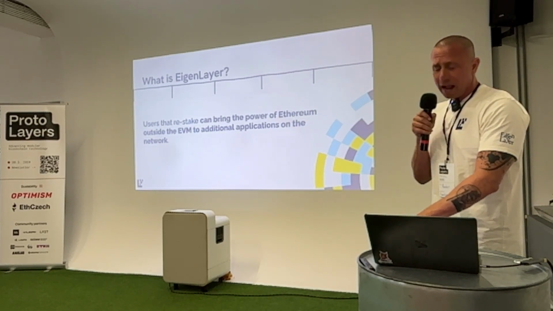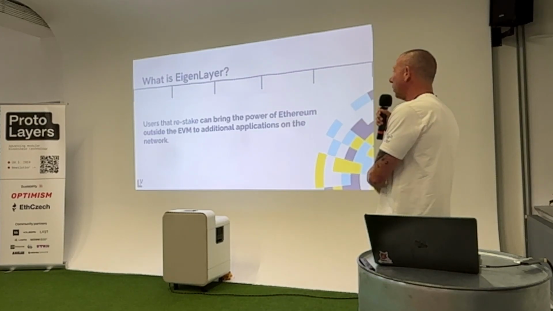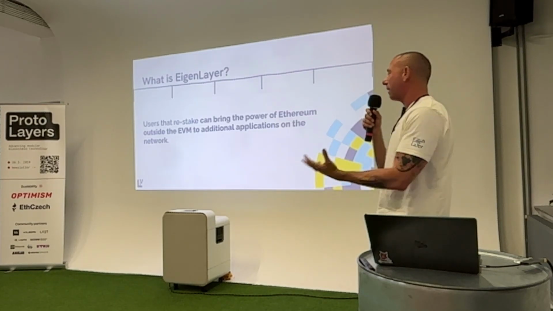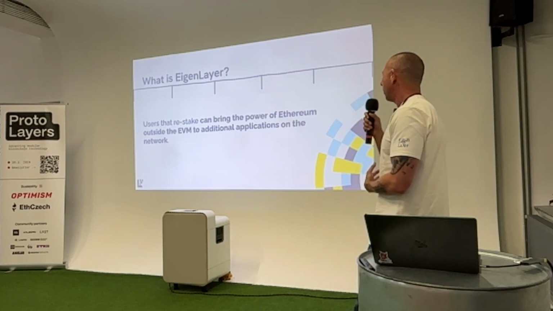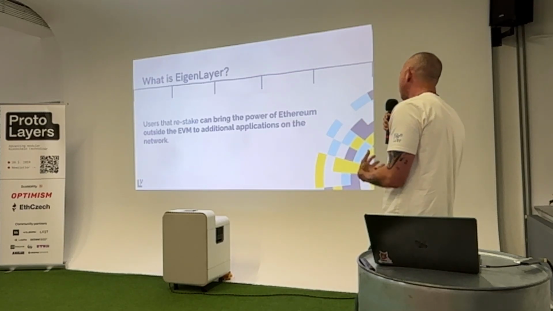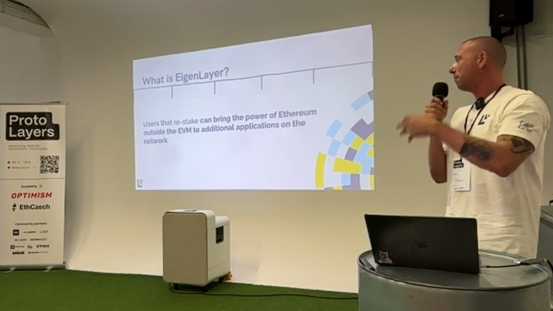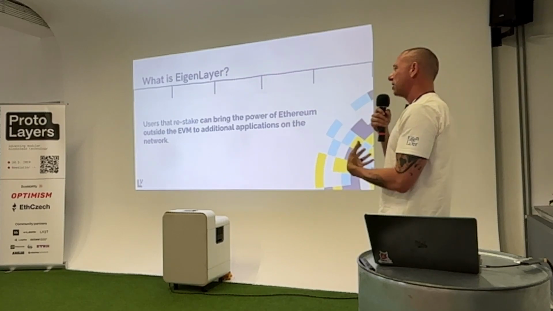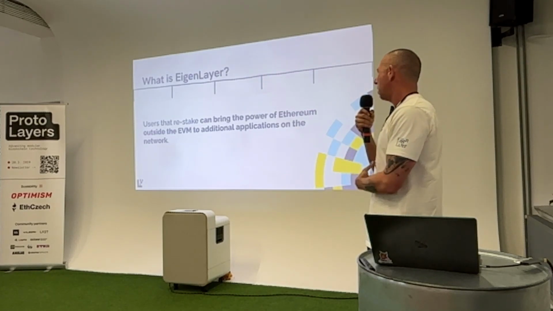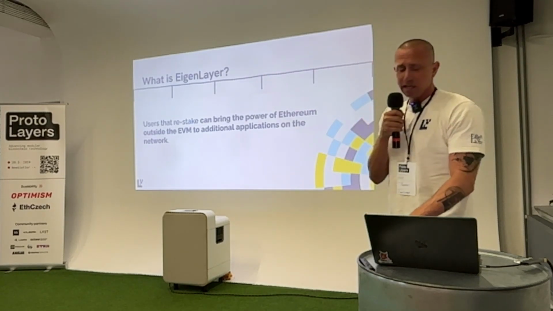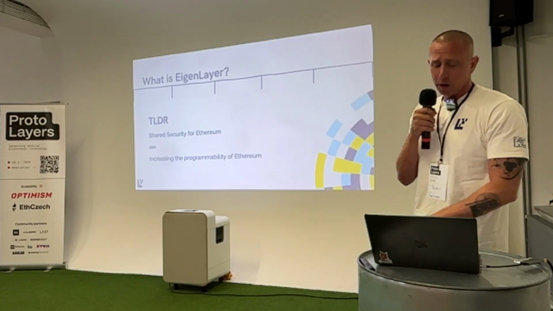So with EigenLayer, users restake the stake that they're already using to secure Ethereum, and you can bring that power of Ethereum outside of the EVM. So we're used to having that economic security within our smart contracts, but you can extend this beyond to build out arbitrary networks.